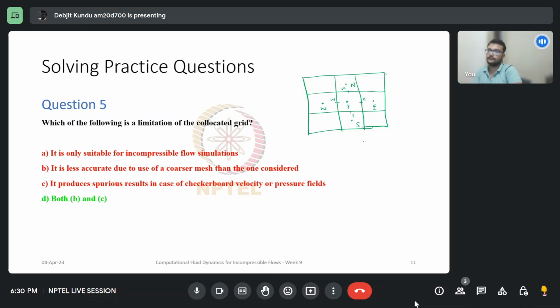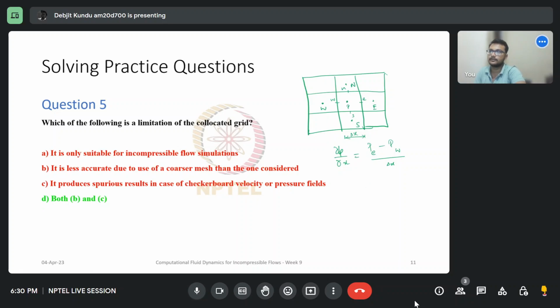So if we have to find out, let's say, dou p dou x, we essentially have to do pe minus pw divided by delta x. But since we don't have the values at the faces, that is small e and small w, we have to interpolate.